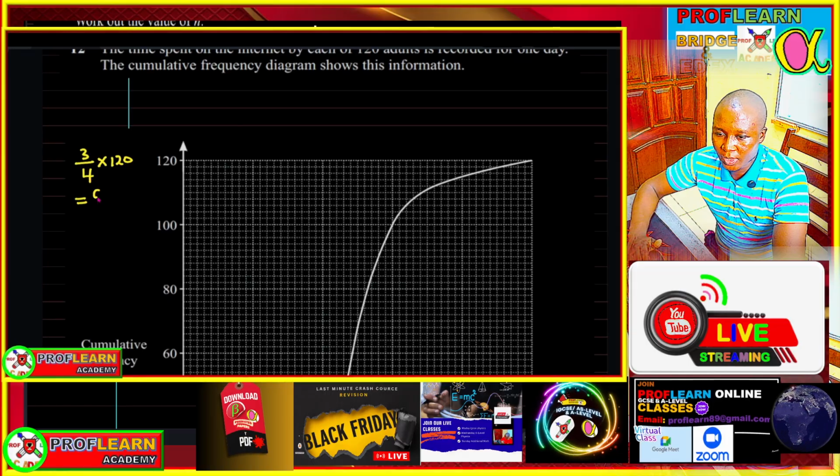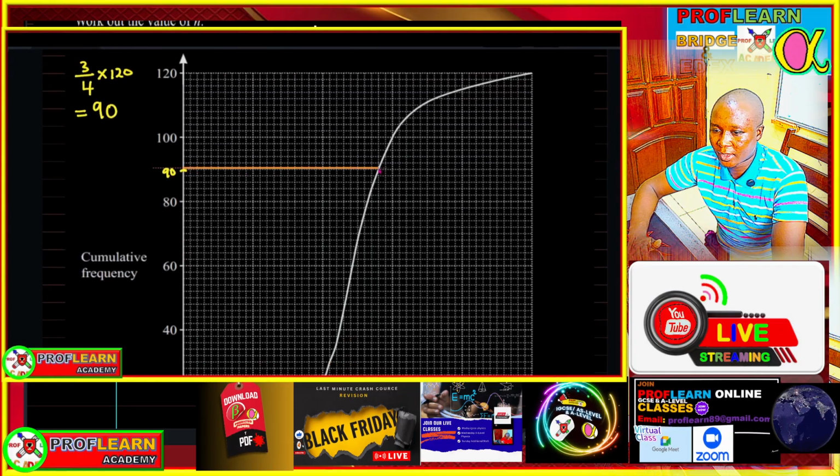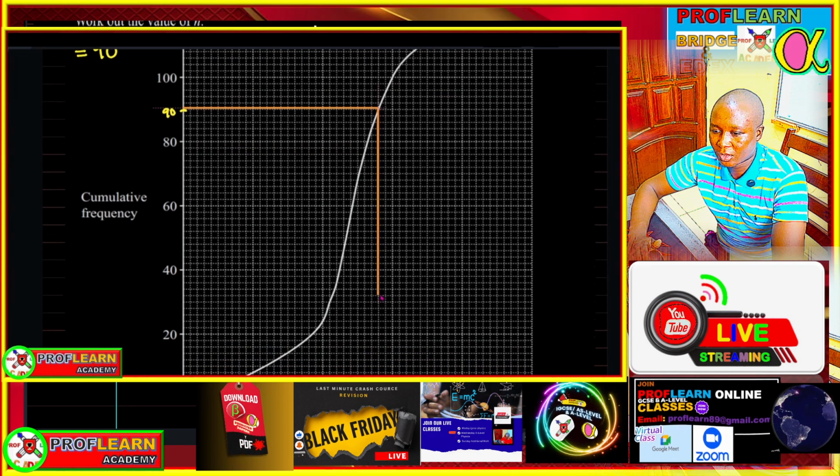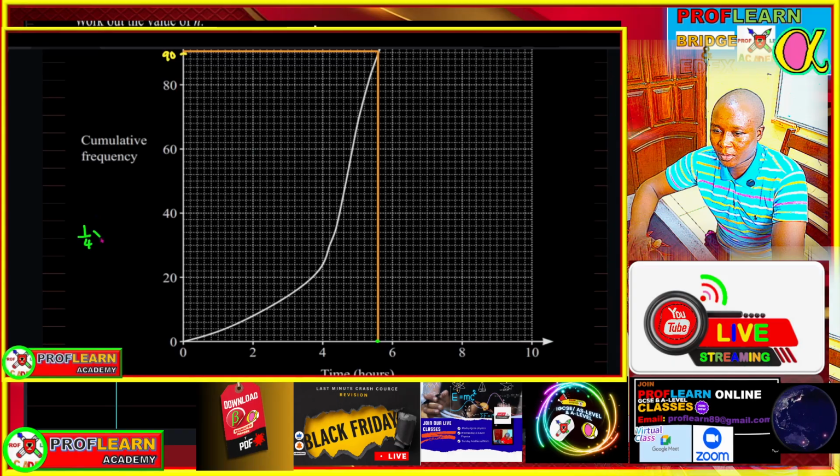So if you work it out, this is going to be 90. So you go here where we have cumulative frequency. You check where we have 90. You draw a straight line and check where it meets the curve, and then go down until you read that point there. Yeah, so you can read that point.